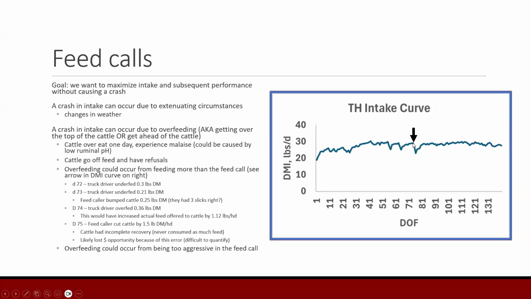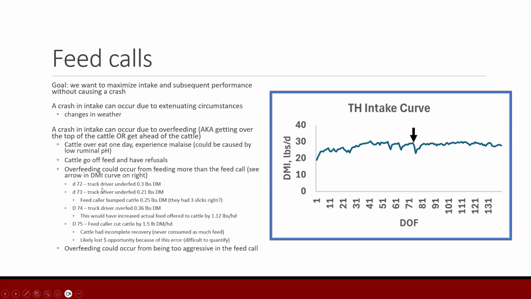So we went back to the records. Why did this group of animals that were doing okay have this big decrease in feed intake? Went back to the records and they overfed by about 5 pounds per head, as fed. And it took just about a week for them to get back to where they were, okay?